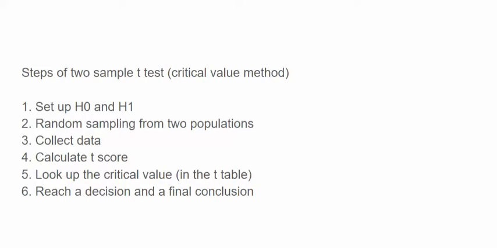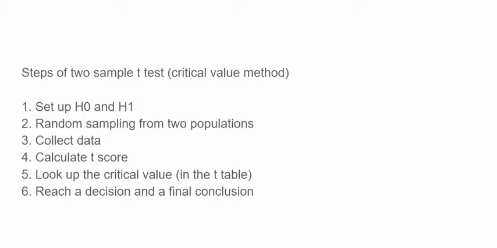Then you randomly sample from two populations. You randomly sample from the two populations that you're interested in. So if I'm interested if the mean IQ of people who went to preschool is different than the mean IQ of people who didn't go to preschool, I would need a random sample of people who went to preschool and a separate random sample of people who didn't go to preschool. And I would have to record the IQs of everyone in sample 1 and the IQs of everyone in sample 2, of all of my participants.